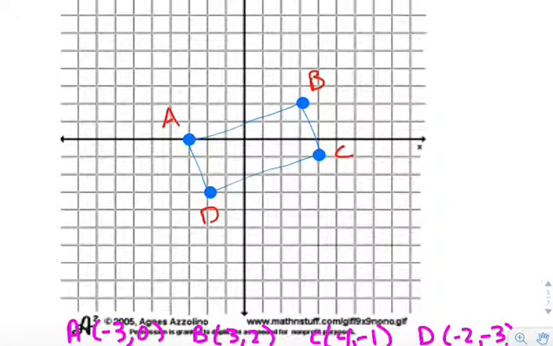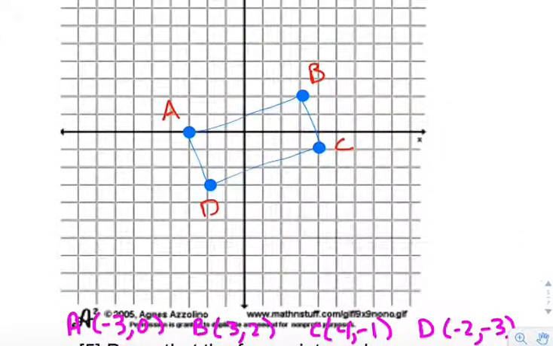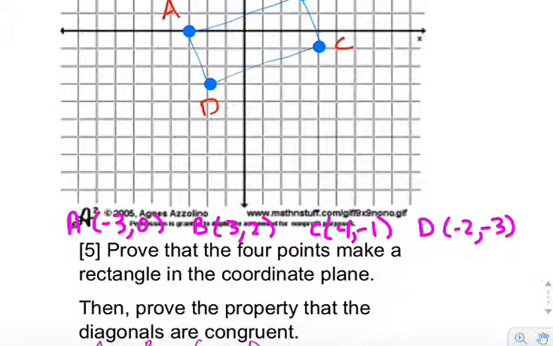Last one here we have is going to be the rectangle. Prove that these 4 points make a rectangle on the coordinate plane. So just like the other ones, we're starting with a nicely labeled diagram, just so we can talk well about it. Also, you'll see I laid my points down here for reference.